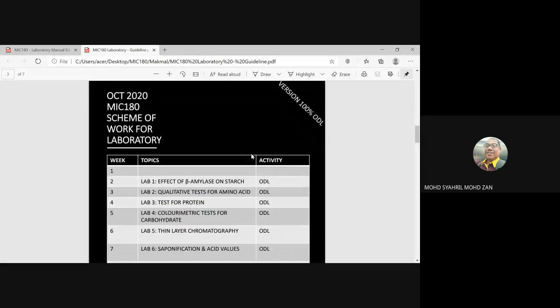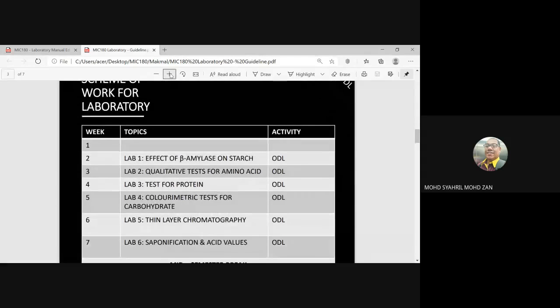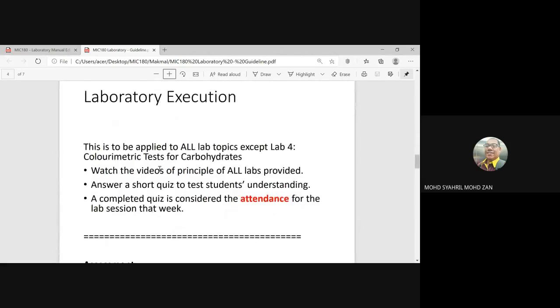Alright, so for today, we will learn about lab number 2. So what is lab number 2? Qualitative test for amino acids. Alright. So please bear in mind, okay, laboratory educations, all laboratory topics except lab number 4, which is colorimetric test for carbohydrates, okay, will be applied.